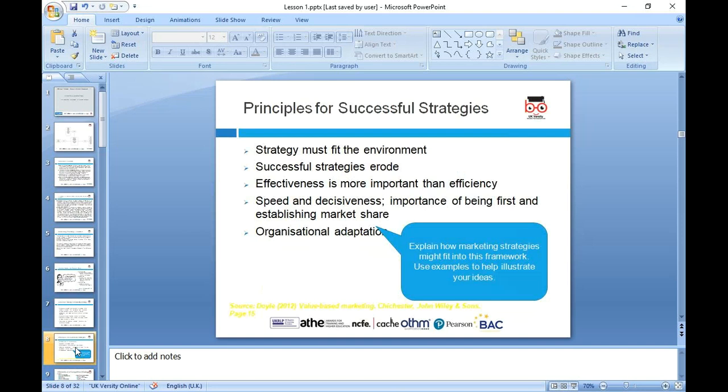Okay, principles of successful strategies. What are the principles if we want to make a successful strategy? So strategy must fit the environment. Environment, what is meant by environment? So we can look at the micro environment, which we call internal, and we can look at the macro environment, which is external. So here we can look at PEST, maybe you learned it already in another unit, and this is internal.